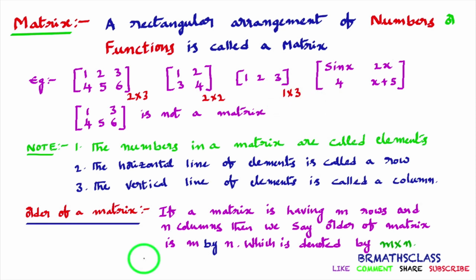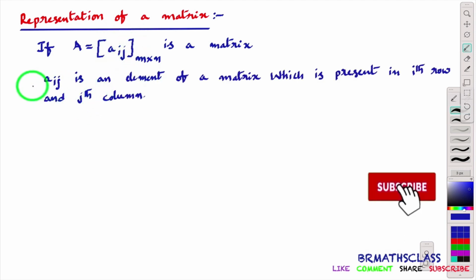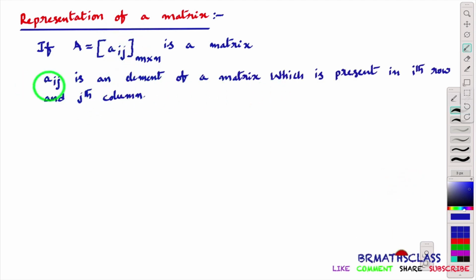Now the important one: the representation of a matrix. Many students get confused in the representation of a matrix. How do we represent a matrix? Whenever you see this type of notation, A equal to [Aij] of order m by n is a matrix, it tells that this matrix contains m rows and n columns. And what is Aij? Aij is an element of the matrix which is present in the ith row and jth column.